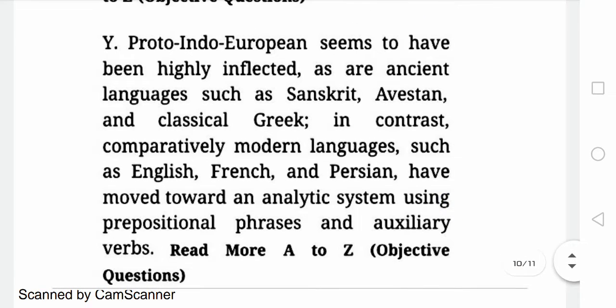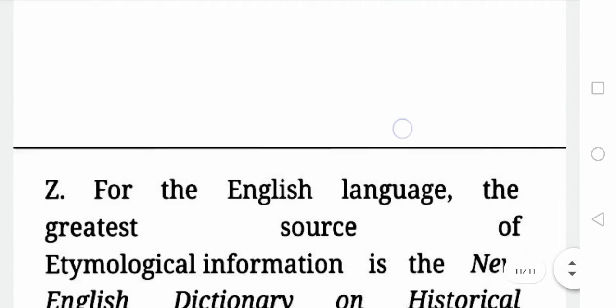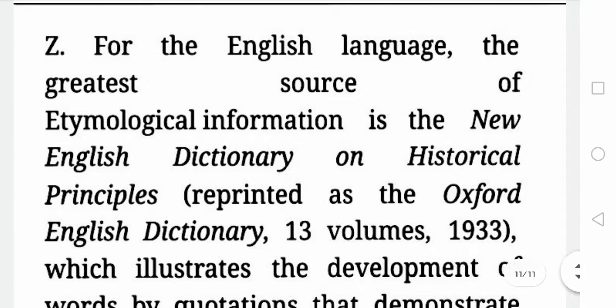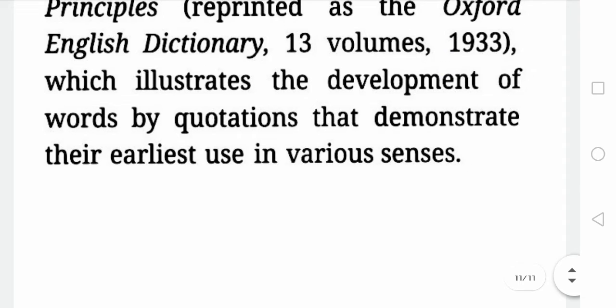Next come the Proto-Indo-Europeans, who seem to have been highly influential, as ancient languages such as Sanskrit, Avestan, and ancient Greek were all referred to here. Now comes the English language. This is one of the clearest and purest forms of the English language, and the etymology information of the New English Dictionary on the basis of historical principles is given here, and development has been demonstrated through the earlier references.